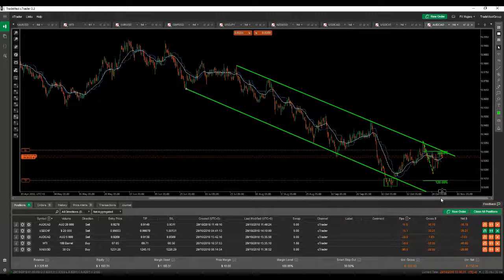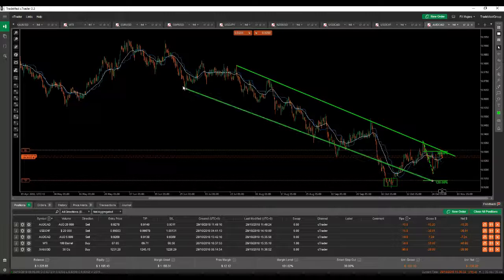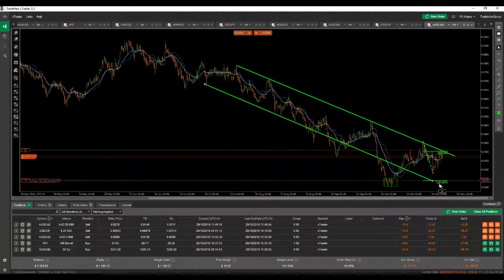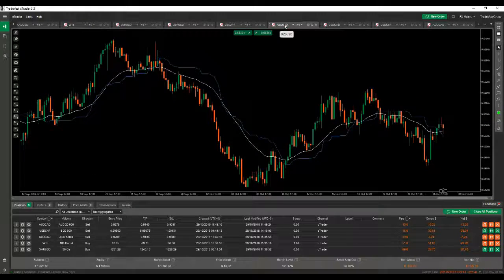As you can see, the channel is moving downwards. Let's try and see how it looks. Probably get it from here. And then, yeah, it adds up nicely. So that's for AUD CAD. That's a nice sell there.